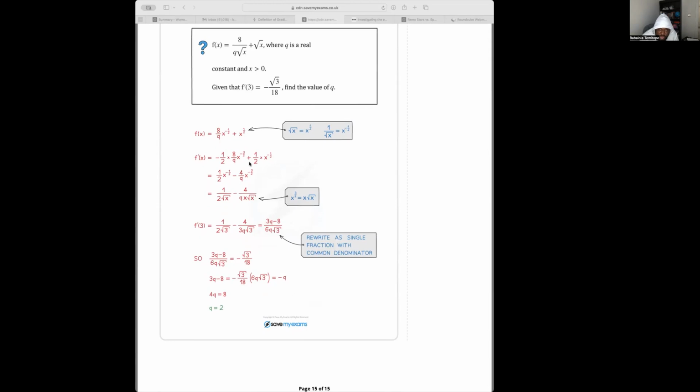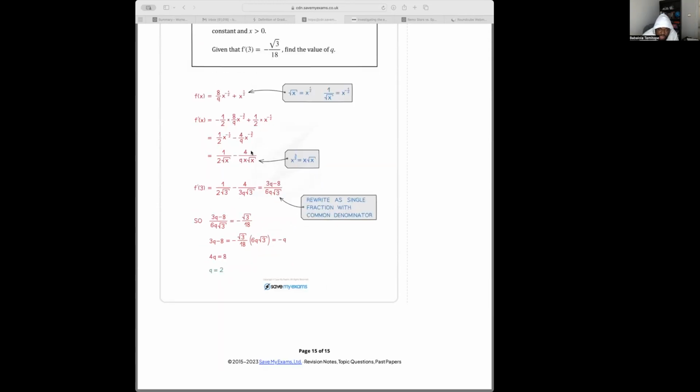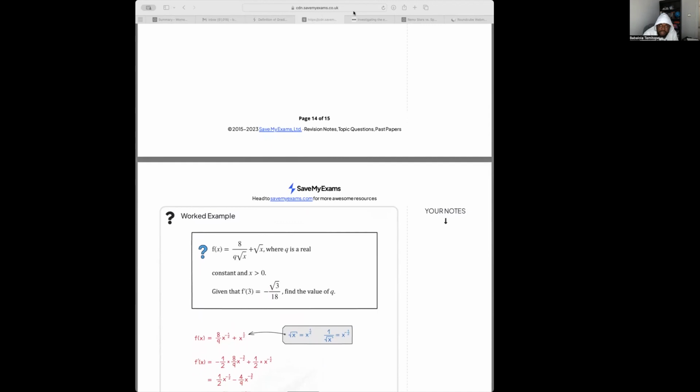So you can see other functions. You just look at the function example, then you see how they would go about it.